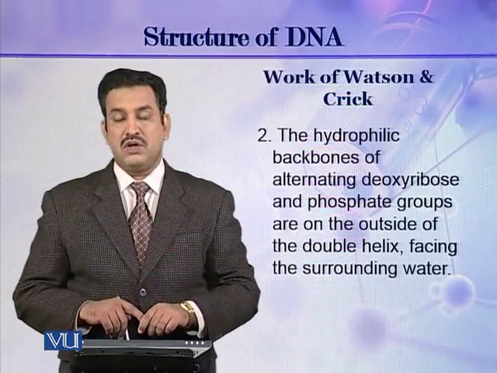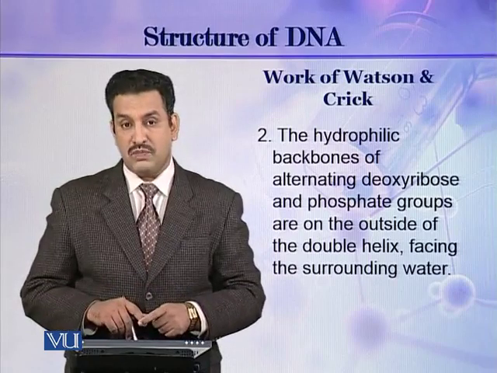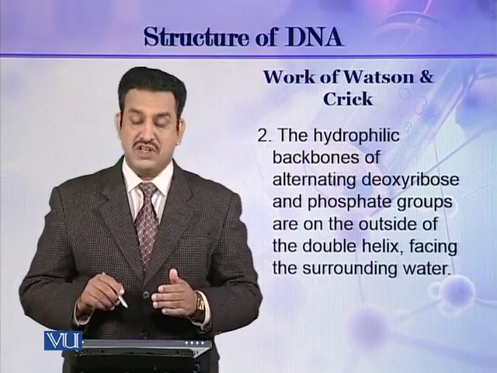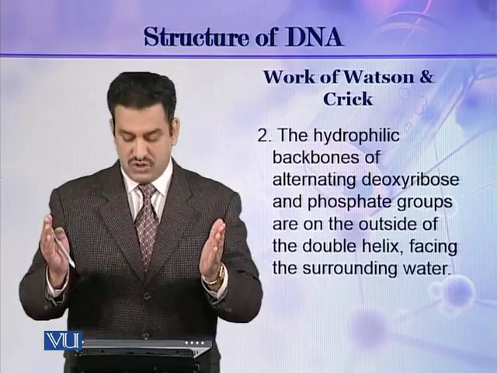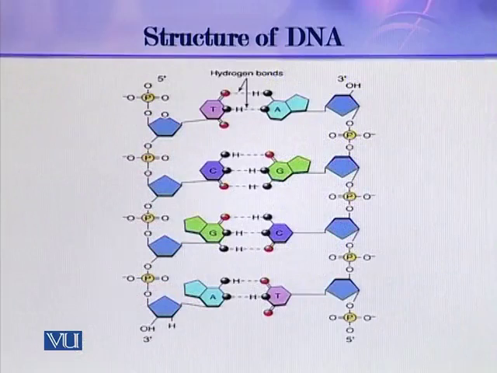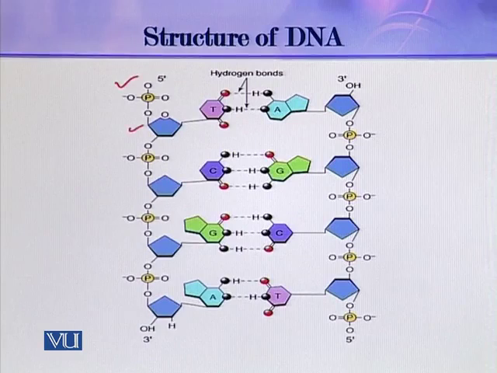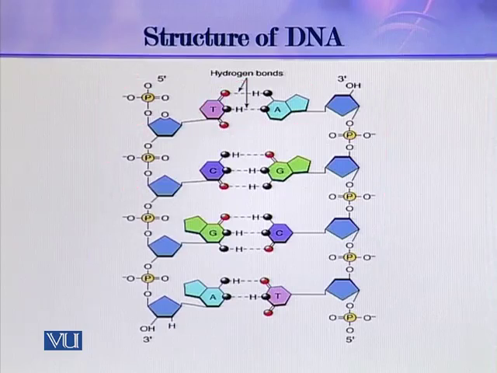The second important point was given by Watson and Crick, and that was that the hydrophilic backbones of the alternating deoxyribose and phosphate groups are on the outside of the double helix and they face the surrounding water. You can see in this picture, these are the alternating phosphate and pentose. Phosphate and pentose lie on the outside of this double helix, while the bases stack inside the structure, inside the duplex.